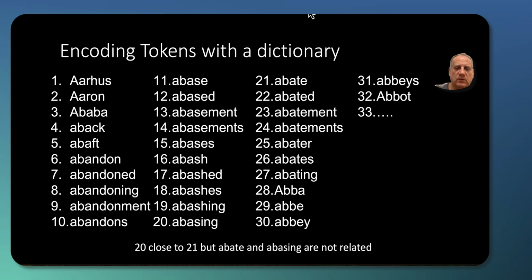Now, there's a couple of problems with representing these by these numbers, actually feeding the machine learning algorithm these numbers. First of all, 20 is close to 21. A basing is close to a bait. They have nothing to do with each other as words, but as numbers, they're close together. So one problem with representing them literally as integers is that the machine learning algorithm is likely to get confused and think that numbers which are close together are somehow related, and that's just not true.